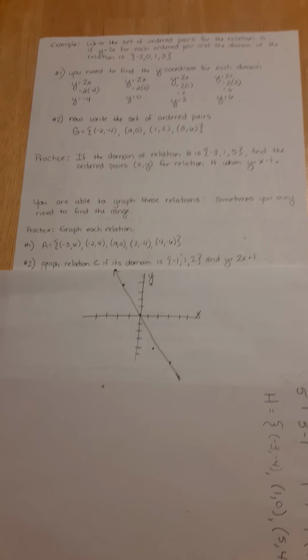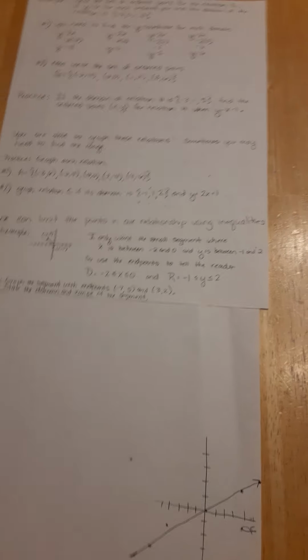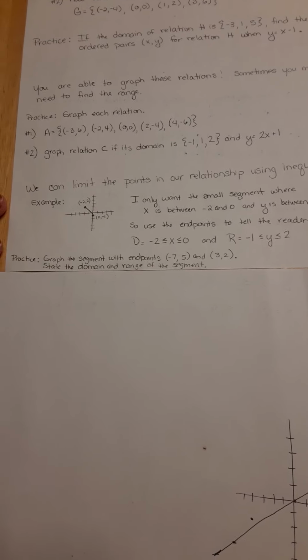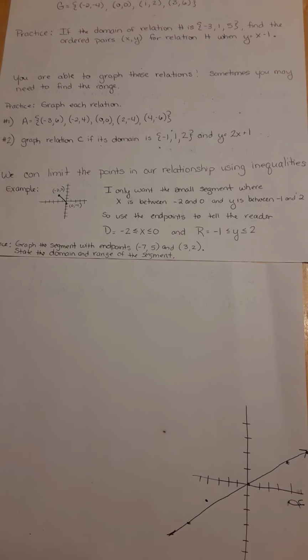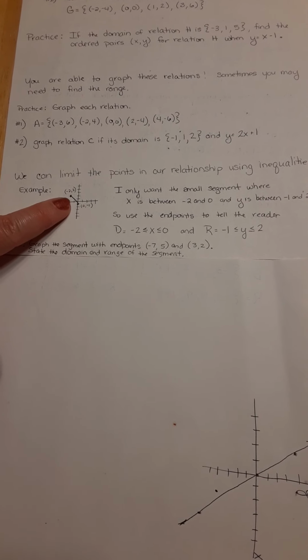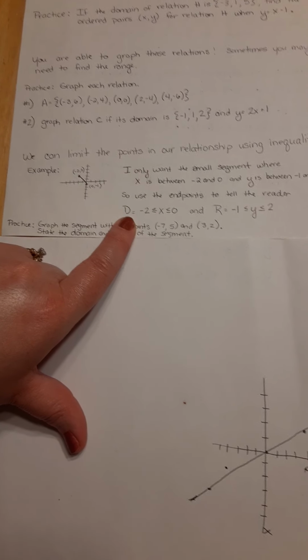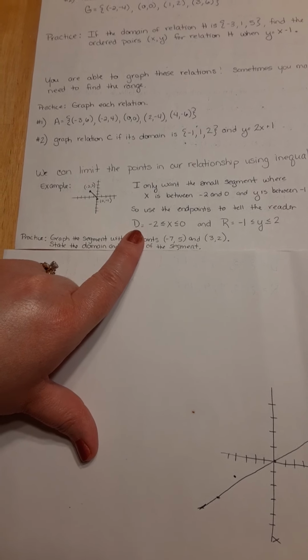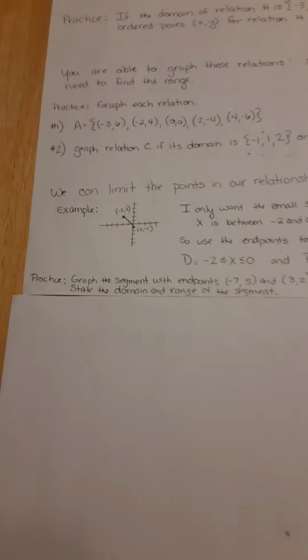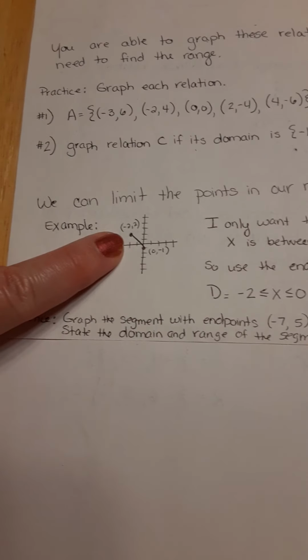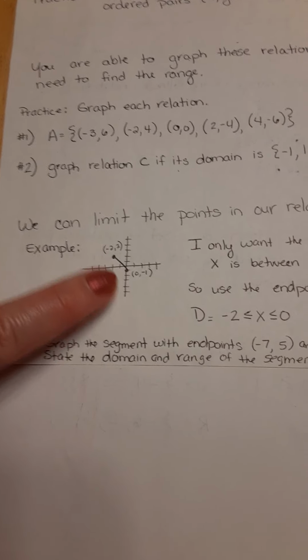So the last thing we're going to now talk about is what happens if they give me a relation and they don't have any coordinates. I just have a line. If you notice here, I'm supposed to give the domain and the range, but I don't have exact coordinates. But I do have where the ending and the beginning points are.